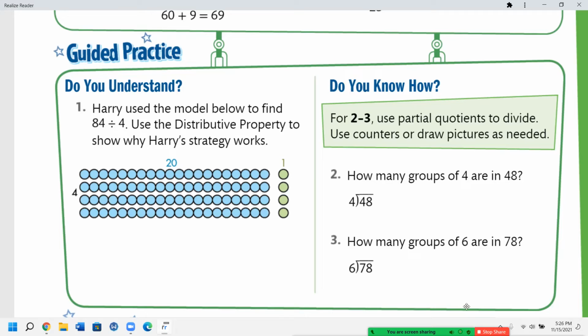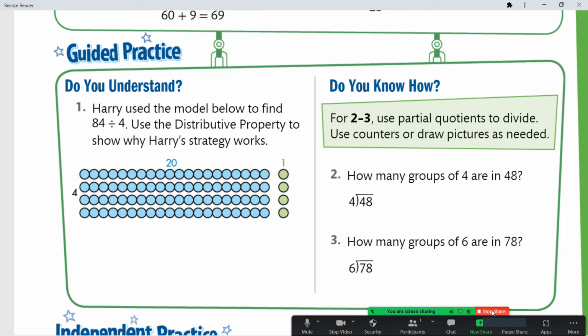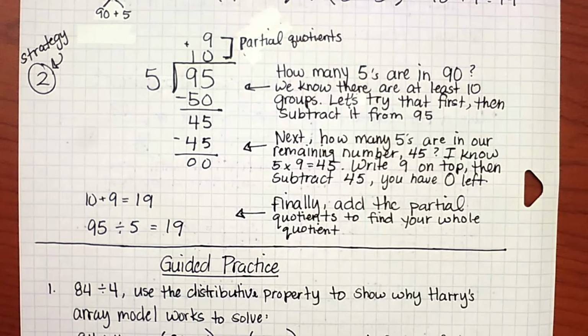Now, the reason this model works is your whole number is going to be the total number of your array. So the whole array, what is the sum of all of those parts? Or if you multiplied it together to find your answer. So 21 times 4 is going to give you your dividend. That's your 84 right there. And you can see that they're broken up into groups of 4. So why does his model work?